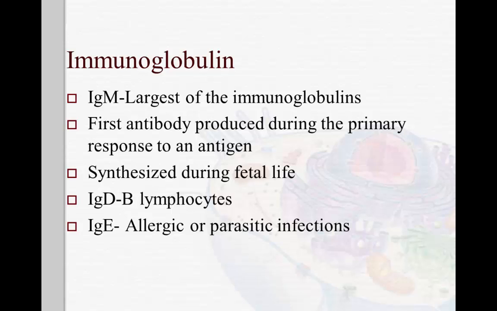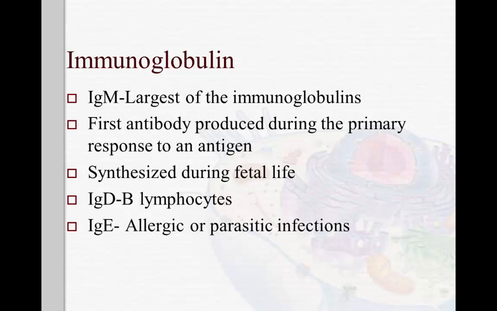IgD will be mainly in B lymphocytes. It helps these cells to mature, and a small amount of these antibodies are present in the bloodstream. Their function in the bloodstream, if any, is not well understood.